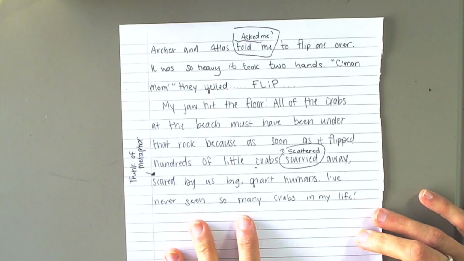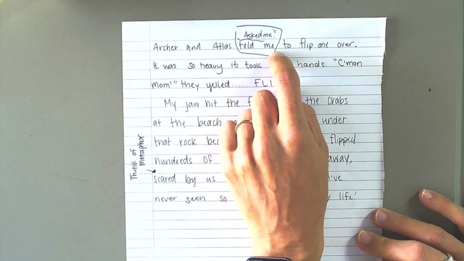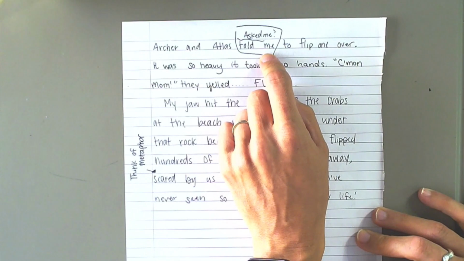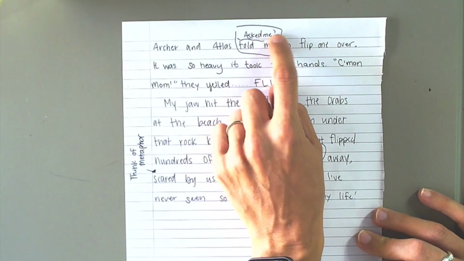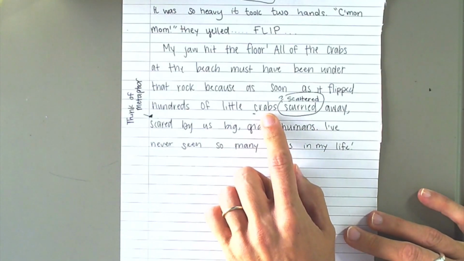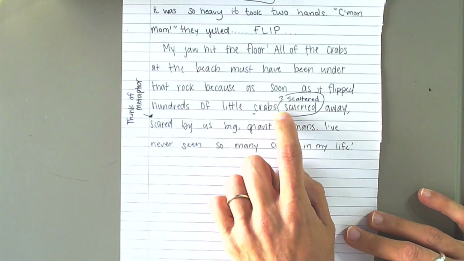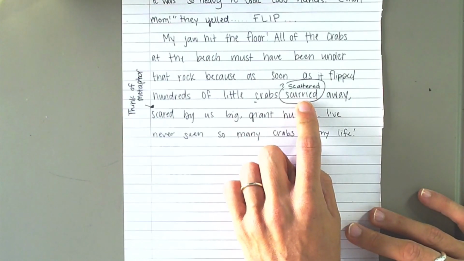Here's some more. Up here, Archer and Atlas told me, and then as soon as I wrote that, I was like, oh, that makes them sound rude. Maybe I want to use asked me. So I just quickly wrote it down, put a question mark, and circled it, so I can choose that later. Then also scattered and scurried. I'm not sure which word I want to use, which I'll check later to see which one sounds stronger.